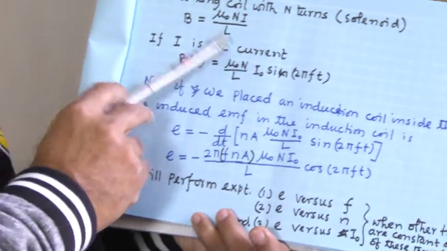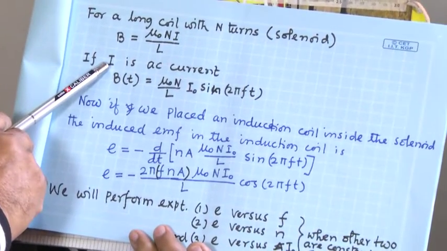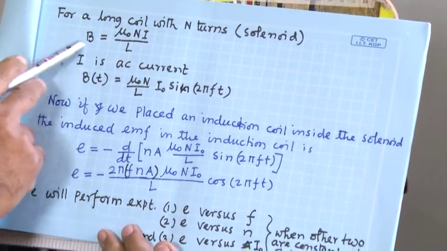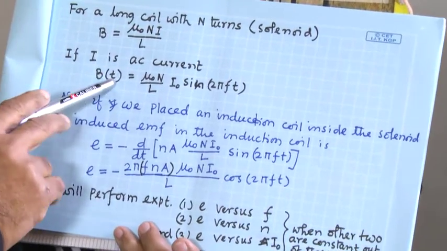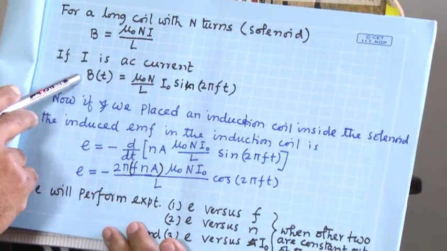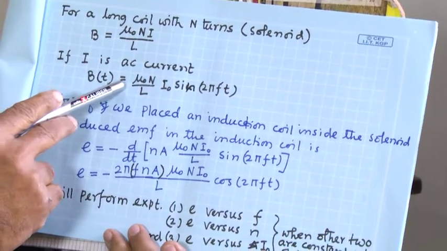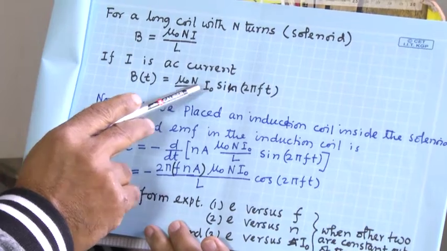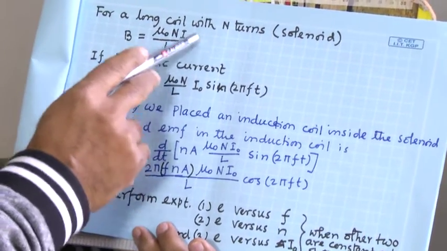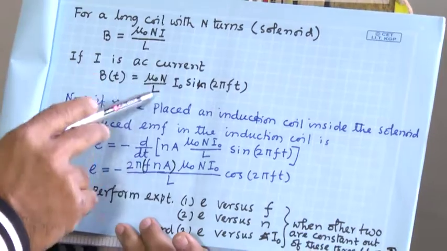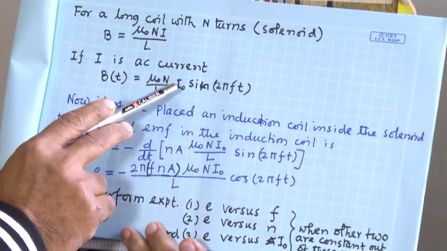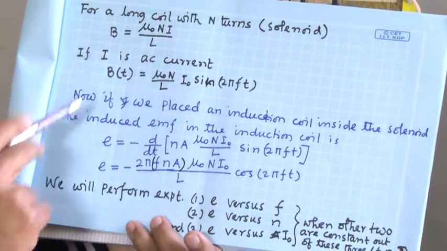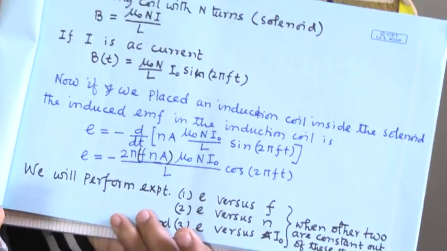Now, if I is an AC current, then the magnetic field will be a function of time. So, B as a function of time will be equal to mu 0 N by L times I 0 sine omega t, if you take the variation of I as a sine function. Here omega is 2 pi f, and f is the frequency.